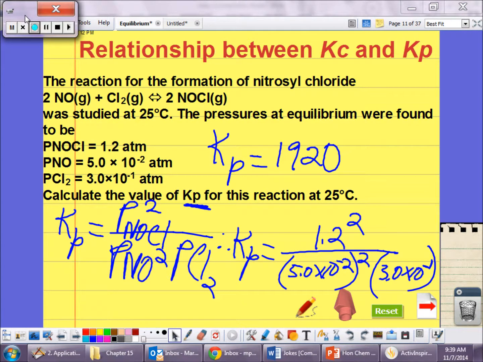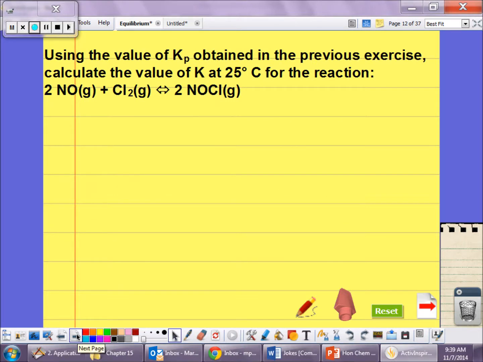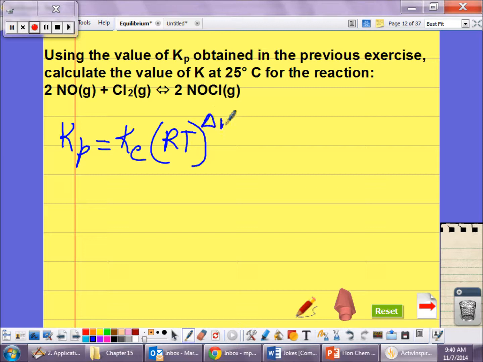Alright, let's go next to see if I can stop at a good point here. Using the value of Kp obtained in the previous exercise, calculate the value for Kc. When they don't tell you anything for the K, it is Kc. Okay, Kc at 25 degrees Celsius for the reaction. I will stop after this problem, so help me finish this one. All I have to do is get my answer. Let me write the formula first. I write down Kp equal Kc times RT to the delta n, lowercase n.